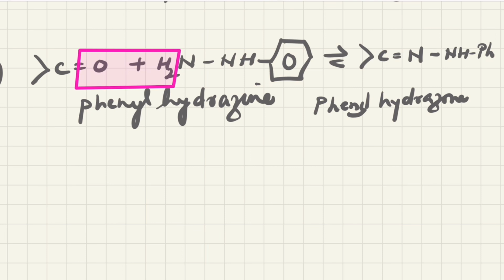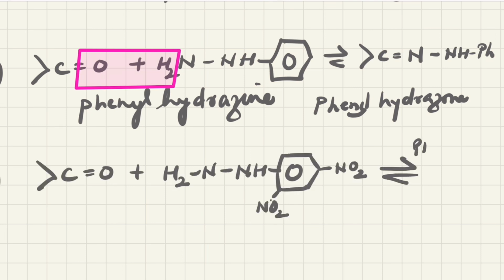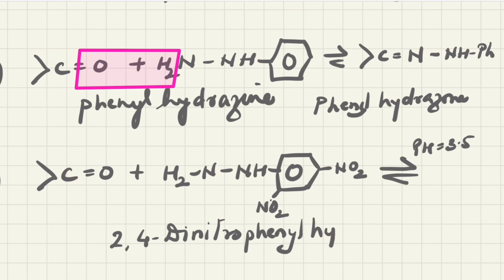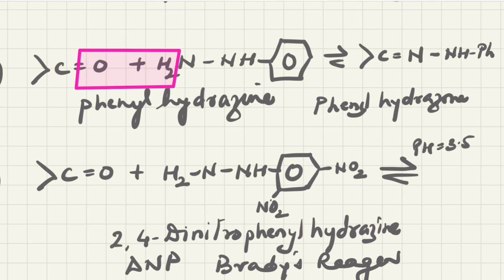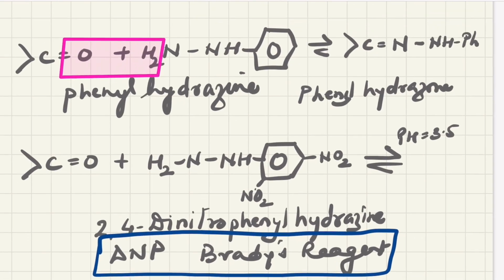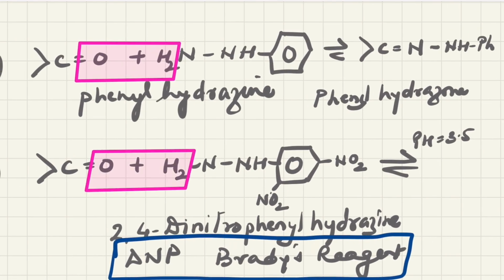Next one is 2,4-dinitrophenylhydrazine, also known as DNP or Brady's reagent. The products are very obvious and what you get is 2,4-dinitrophenylhydrazone.